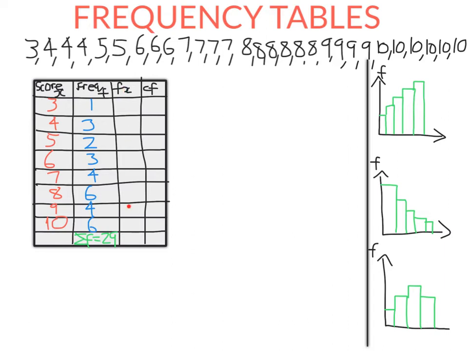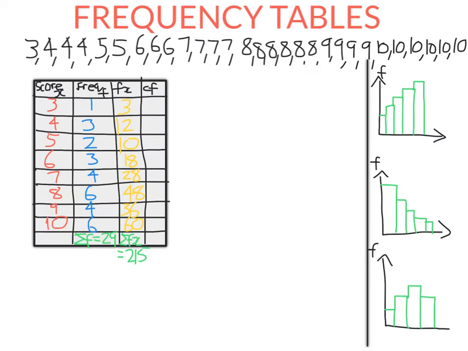In this column, fx means f times x. We times the score by its frequency. So here in the first one, we go 3 times 1, 4 times 3, 5 times 2, and so on. After putting in these numbers, we usually add them up. If I add up the fx column, the sum of fx, I get 215.